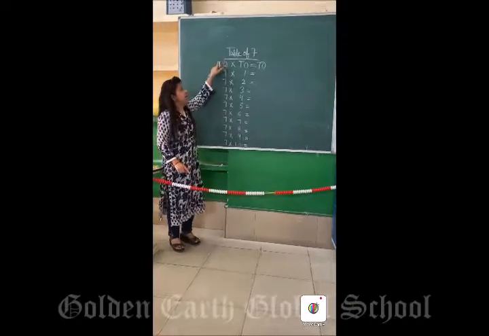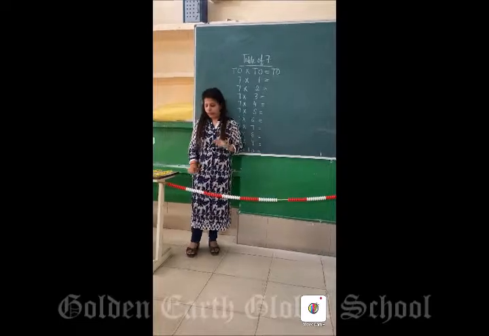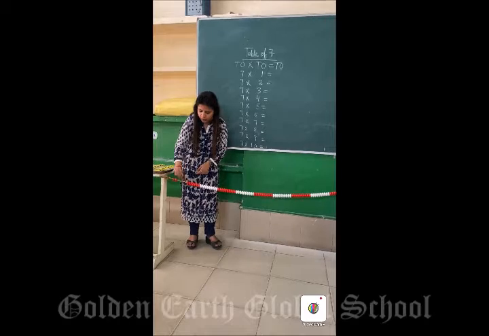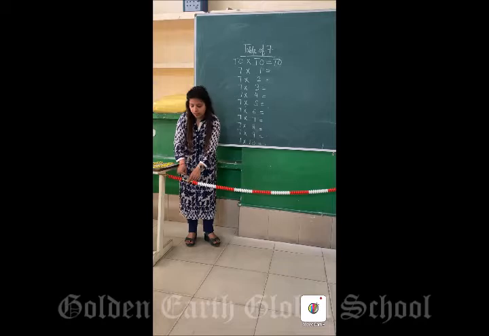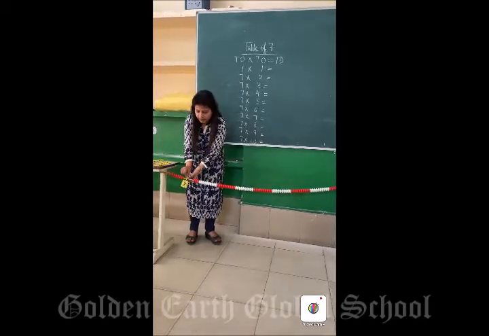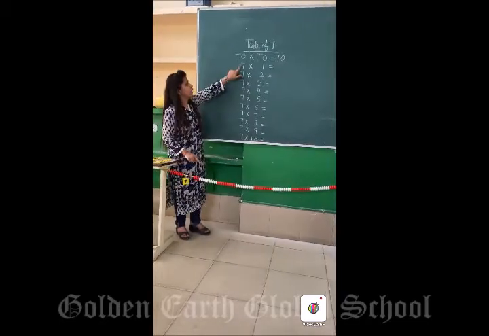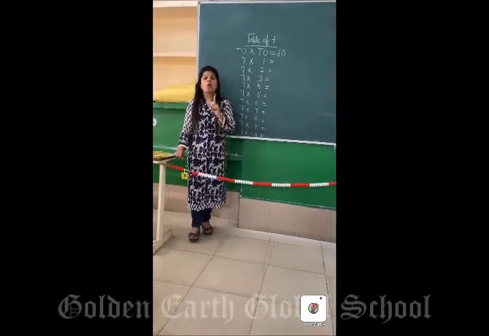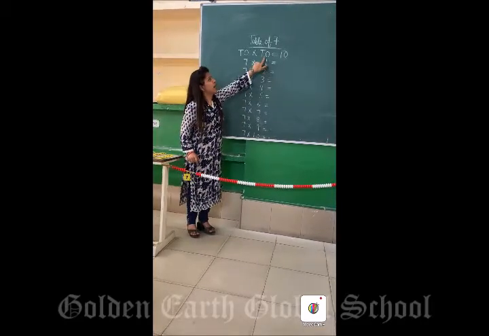But we are doing the table of 7. So we will take 7 beads. Clear? Let's count. 1, 2, 3, 4, 5, 6, 7. These are 7 beads. Then we put a tag of 7. Clear? These are 7 beads. So here we write 7. Then put a cross. This is 1 pair. How many pairs? 1 pair. So we will write 1.